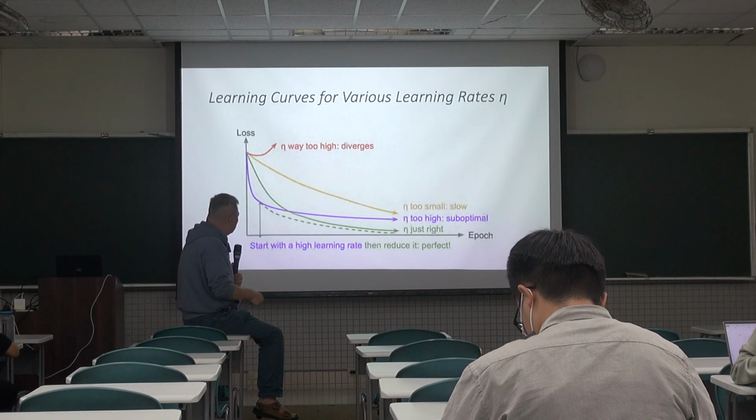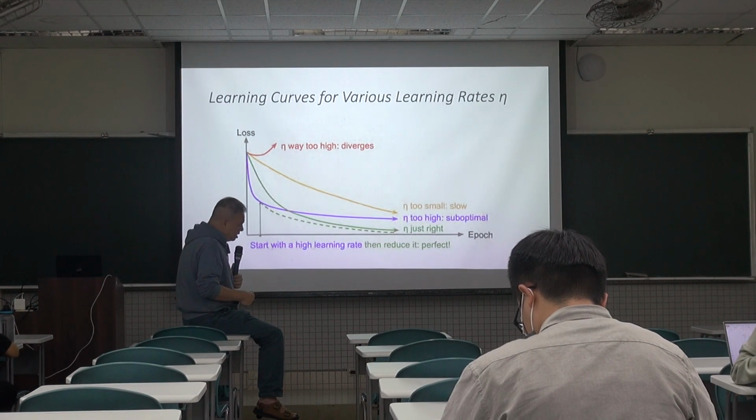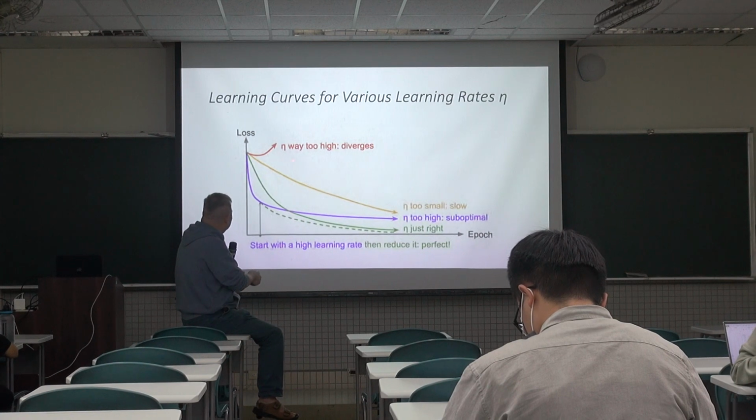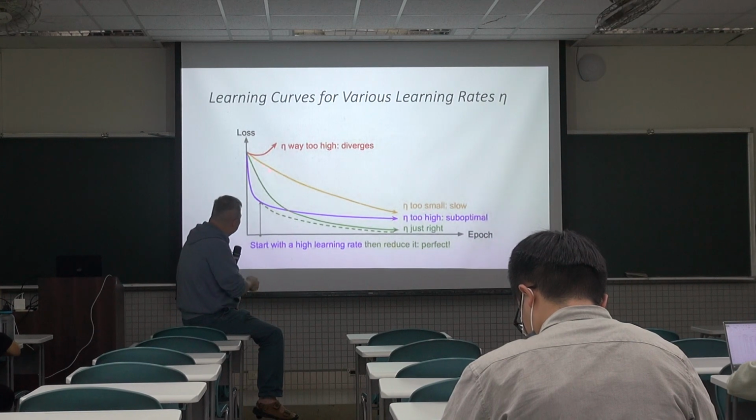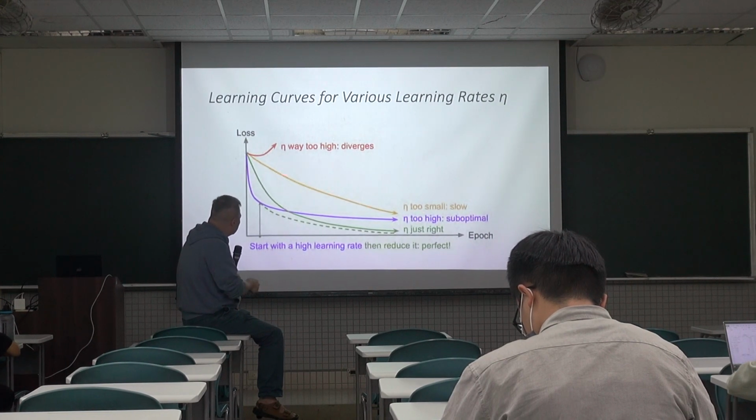Here I just want to show you a figure with different learning curves. When eta, the learning rate, is too high, the model training may diverge. If the learning rate is good, you can see this orange line. If it's too small, the learning rate is too small, so it converges slowly and may take a long time to converge.